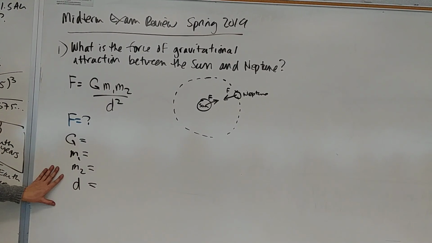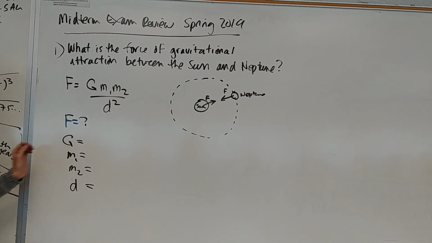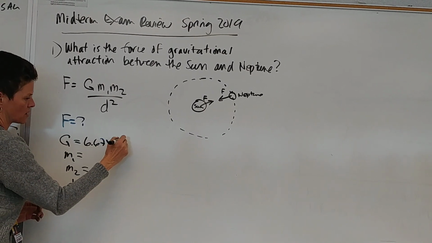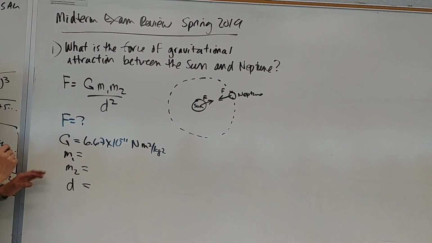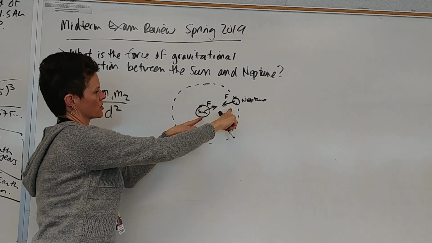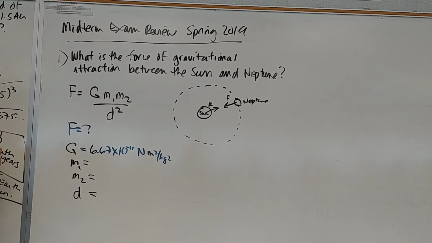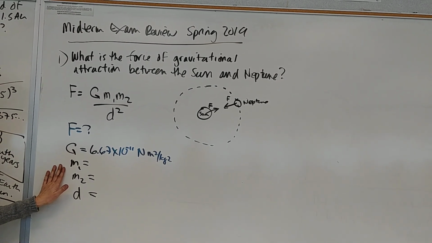So where do I get these numbers? Big G, that's a constant that's given to you on the test. So you will write it down from the test document, in meters squared per kilogram squared. Mass 1 and mass 2, those are the masses of my two bodies here, Sun and Neptune. It doesn't matter which one you put as mass 1 or mass 2. So where do I get the masses? From the table that is given to you on the test.